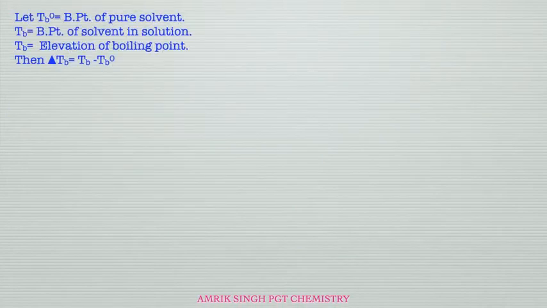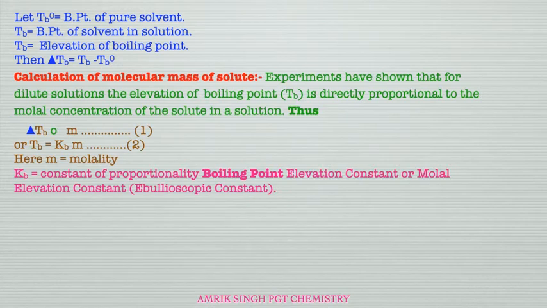Let T naught B be the boiling point of pure solvent and TB the boiling point of solution. Elevation of boiling point, delta TB, will be equal to TB minus T naught B. Now, calculation of molar mass of solute: experiments have shown that for dilute solutions, the elevation of boiling point delta TB is directly proportional to the molar concentration of solute in solution.